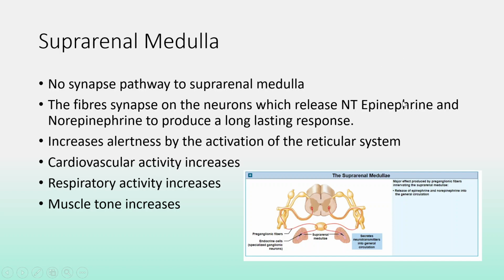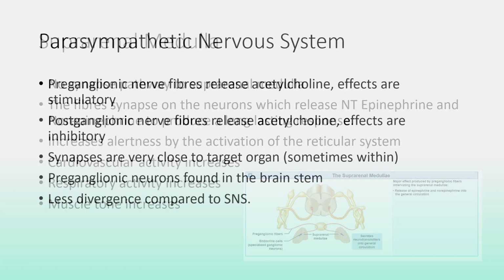So the neurotransmitters that I just talked about, epinephrine and norepinephrine, act like hormones, and they circulate throughout the body. And they produce a longer lasting response because of that, compared to the last two activation pathways. It increases the alertness by the activation of the reticular system. Cardiovascular activity increases, so does respiratory, and muscle tone increases as well. So think about that bear and you're running away. Think about the systems that would be activated.